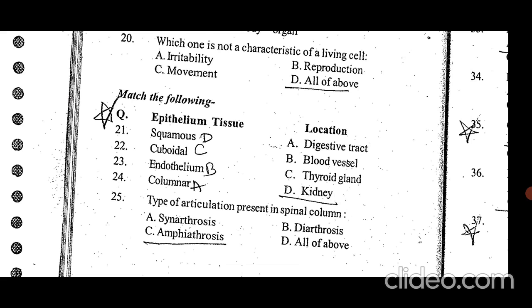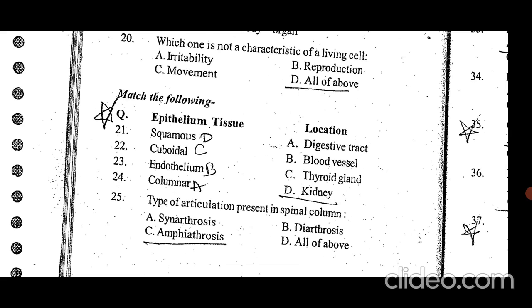Simple squamous epithelium. Other squamous epithelium is also in the circulatory system, blood vessels or the capillaries. Cuboidal epithelium is in the thyroid gland. The thyroid gland has cuboidal cells. Endothelial lining is of blood vessels, and the endothelial lining is the simple squamous epithelium that is also present in the kidney.